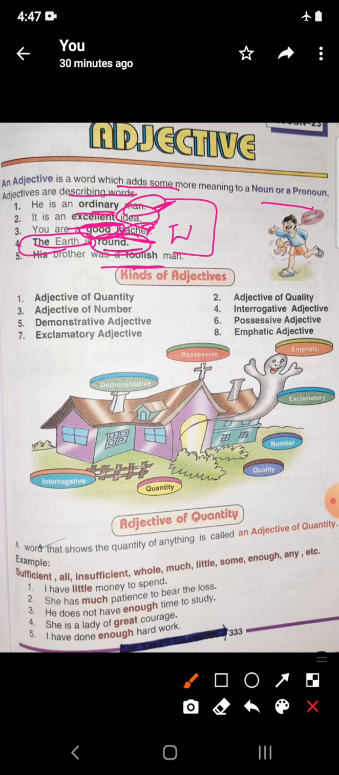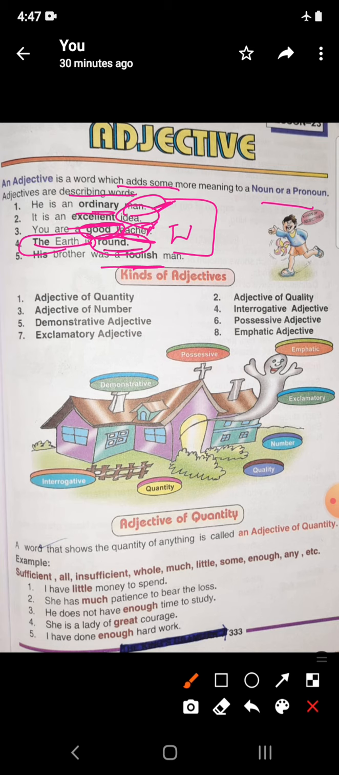So adjectives, you learned the definition that it is a word which adds to the meaning of a noun or pronoun, or you can say adjectives are describing words. Adjective modifies or qualifies a noun or pronoun, it's used for a noun or pronoun. Now let us discuss the kinds of adjectives. So there are many kinds of adjectives, 8 actually.